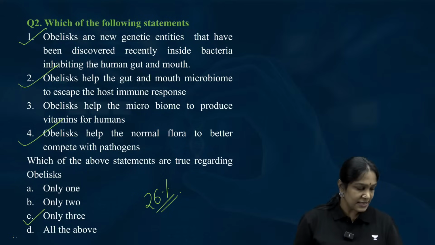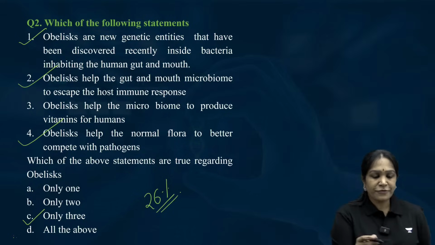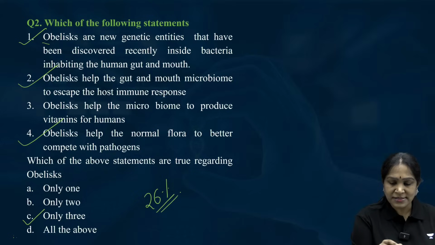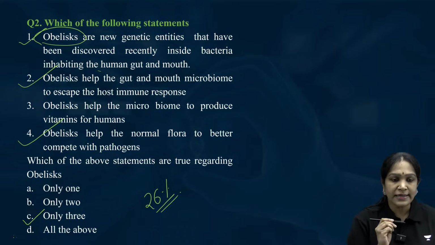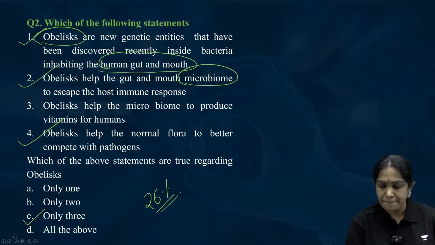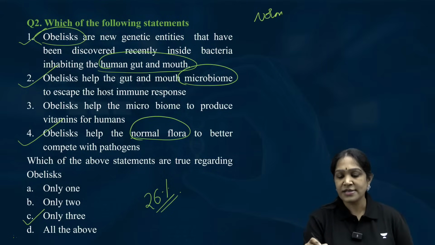Yes, listening for the first time. Okay, so let us see what are these obelisks. We have to understand what are the obelisks, and we have to know what is the gut and mouth microbiome. What is microbiome? What is normal flora? These are the concepts that we have to understand first.